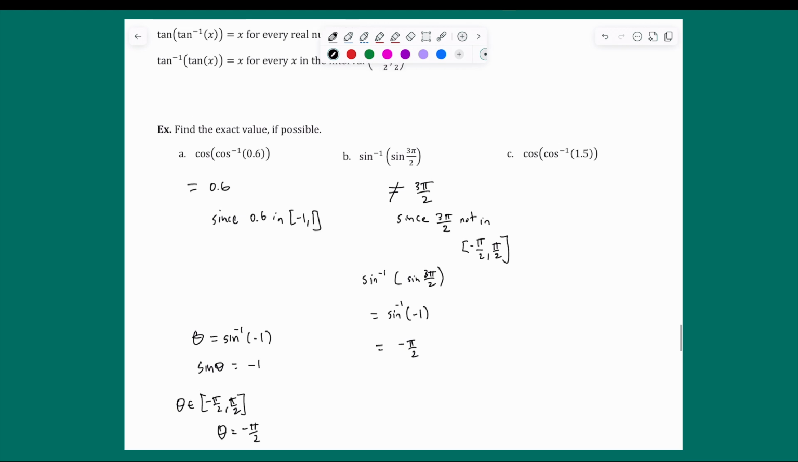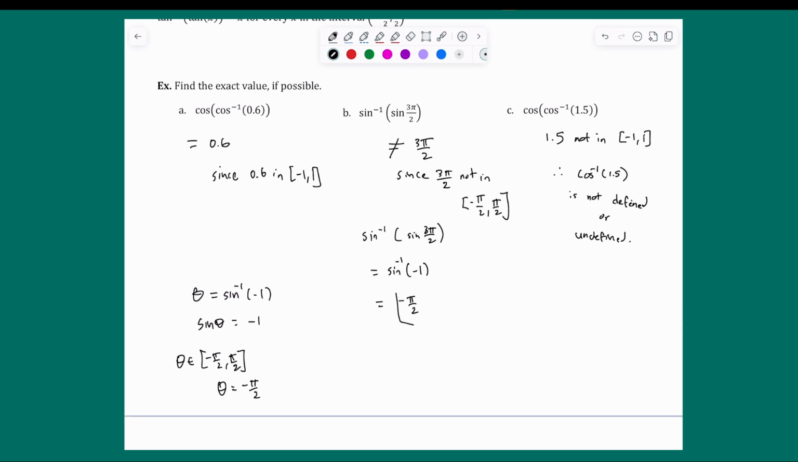All right, well, cosine of cosine inverse of 1.5, well, 1.5 is not in the domain of cosine inverse, which would have been -1 to 1, and therefore cosine inverse of 1.5 is not defined, or undefined. Okay. All right, so there's our answer for that one. Of course, it's undefined.